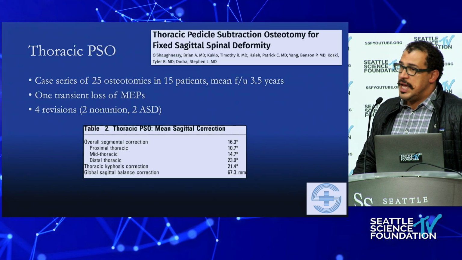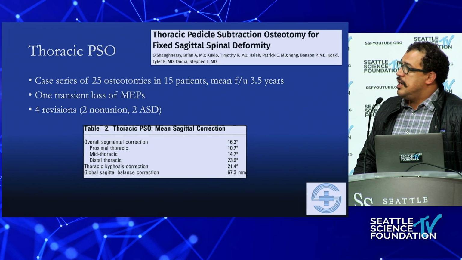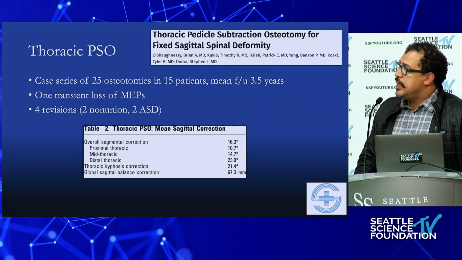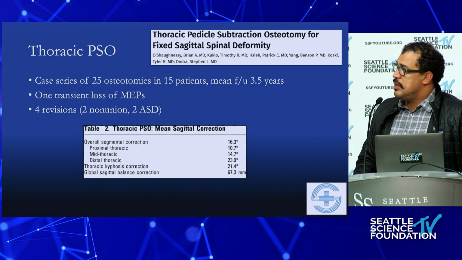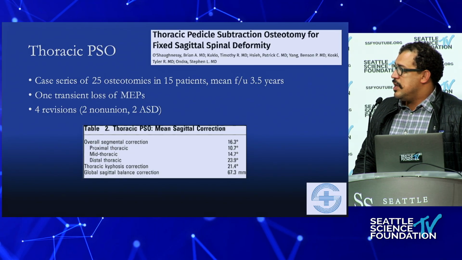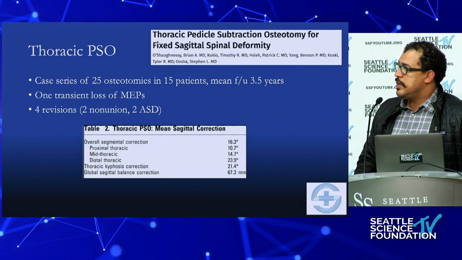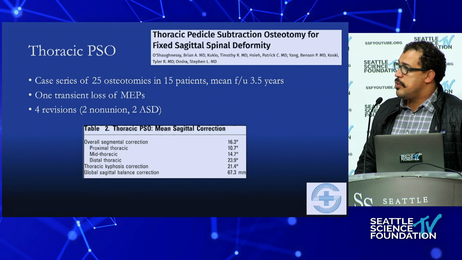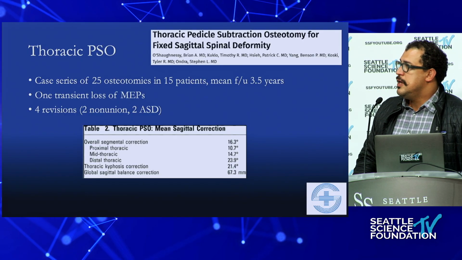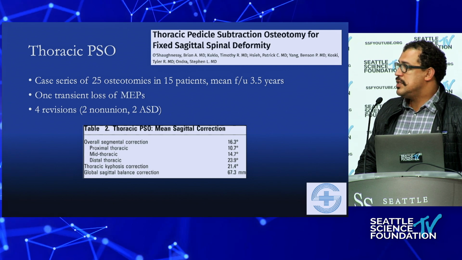Thoracic PSO, again, I think is a very valuable tool. This was a case series where they were looking through 25 osteotomies in 15 patients with long-term follow-up. The main thing I wanted to address here is that up in the proximal thoracic spine, even though you're doing a PSO, they're only getting 10 degrees versus getting 24 degrees in the distal thoracic spine.